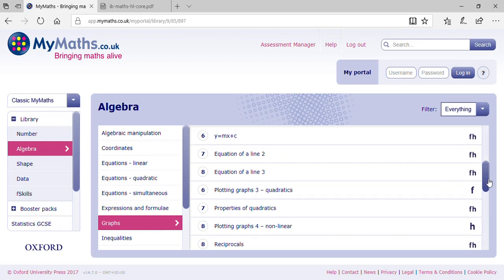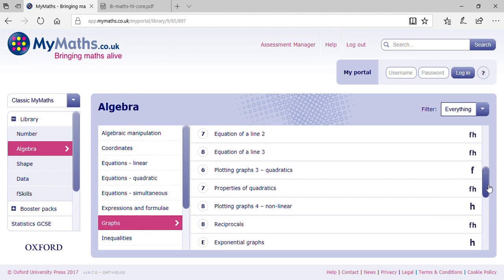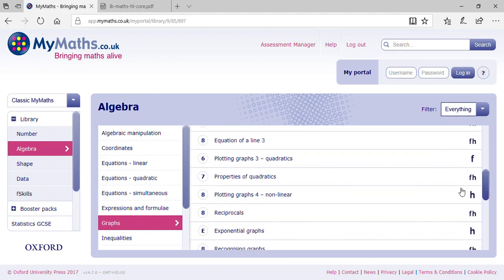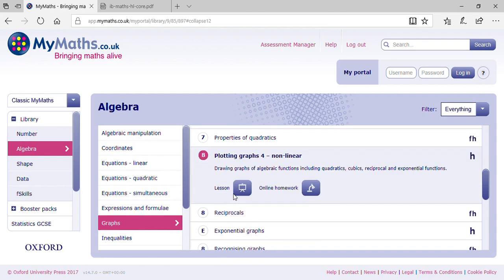As usual, in your previous class we studied quadratic graphs and their properties. Now, plotting graphs for non-linear equations. Let's start and see what type of terms are given here.